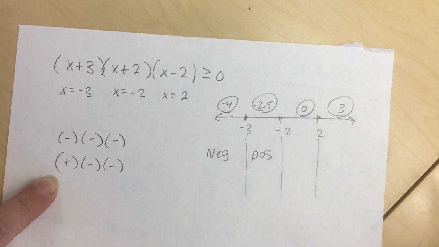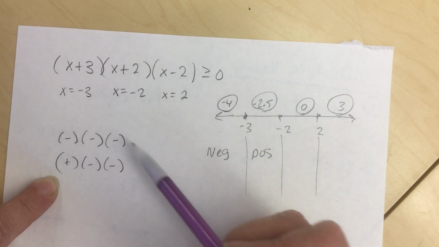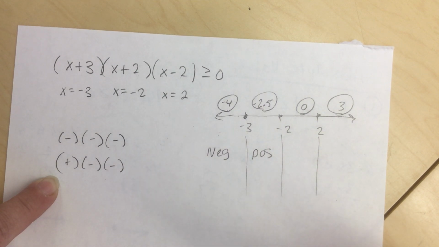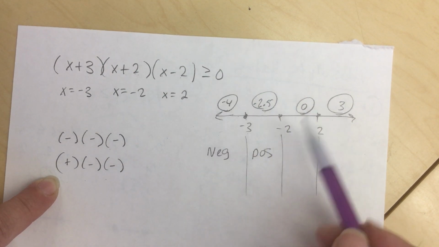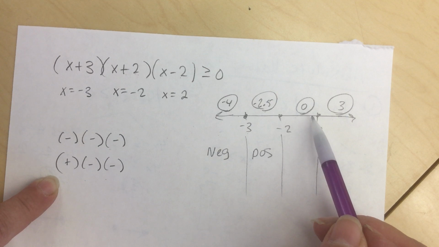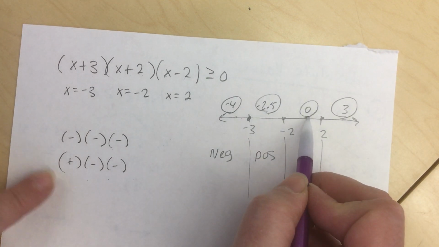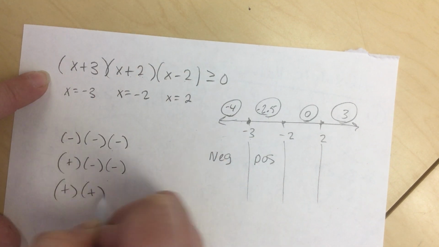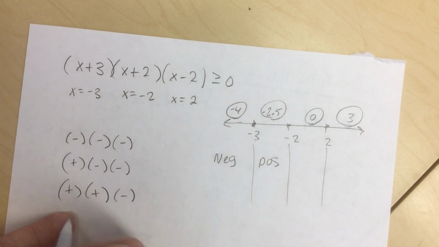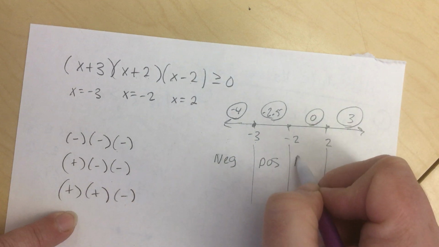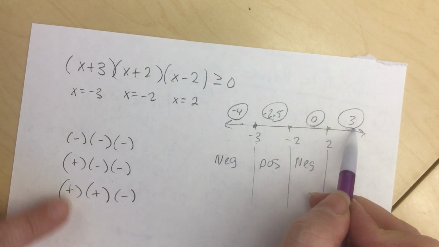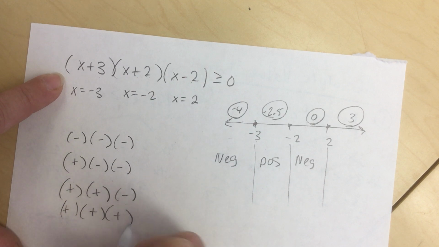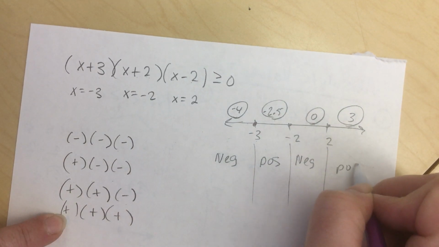You also can put this in your graphing calculator and see, like if you get confused on the numbers for some reason, you can plug them in and see if you get a positive or negative, but you shouldn't have a lot of trouble with this part, doing the arithmetic, okay? So if I plug in 0, 0 plus 3 is positive, 0 plus 2 is positive, 0 minus 2 is negative. One negative makes a negative, so that's negative. If I plug 3 in, I get a positive times a positive times a positive. 3 positives makes a positive.